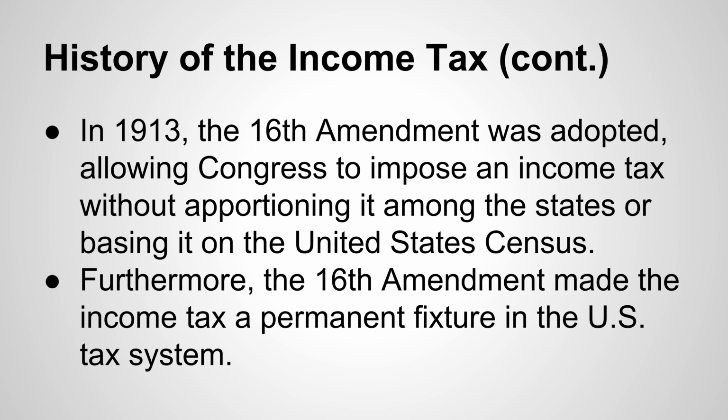In 1913, the 16th Amendment was adopted, allowing Congress to impose an income tax without apportioning it among the states or basing it on the United States Census. Furthermore, the 16th Amendment made the income tax a permanent fixture in the U.S. tax system.